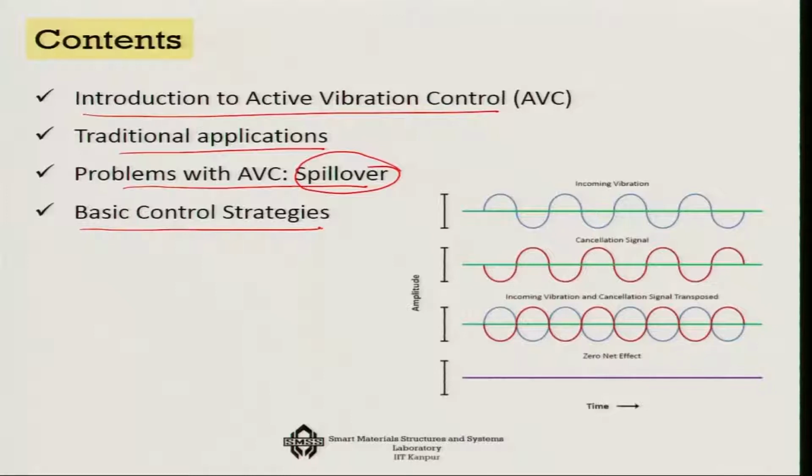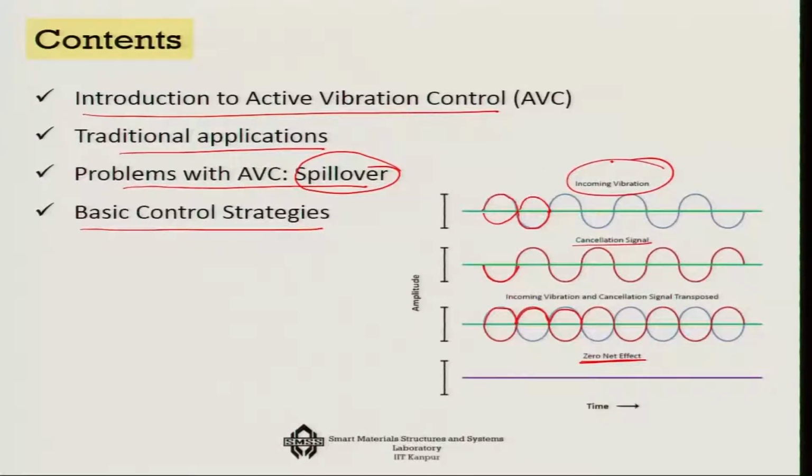So, fundamentally the active vibration control can be thought of in this manner, that suppose you have an incoming vibration. So, this is the incoming vibration signal, and then you generate a cancellation signal, which, as you can see here, is just opposite in phase. So, in this part it is like this, whereas in this part it is just the other way. So, this is a cancellation signal. Now, you imagine that every time it will happen in this manner. Each one of them will be cancelled by the other, and as a result you will get a zero net effect.